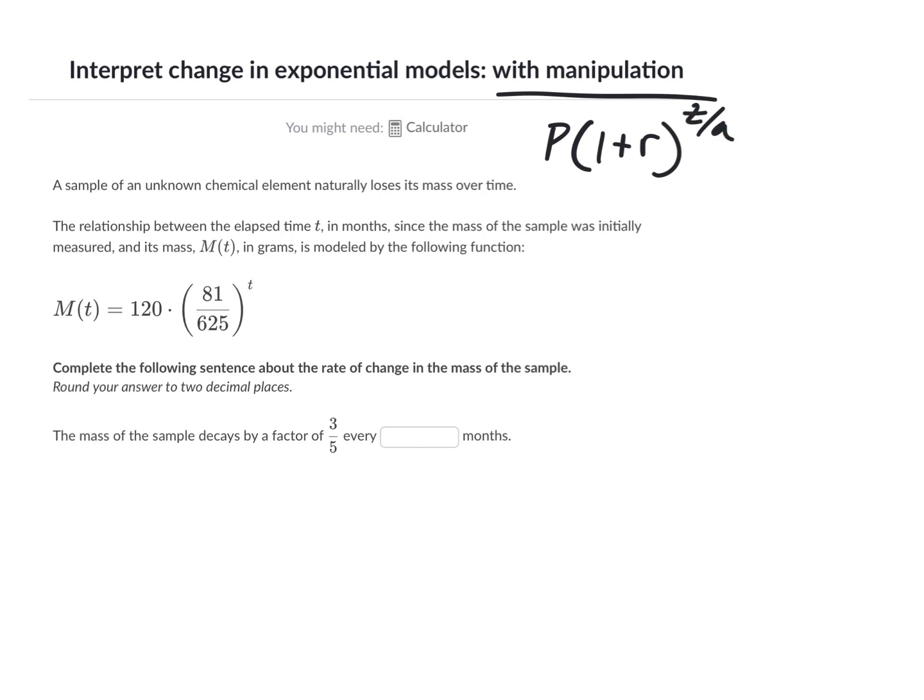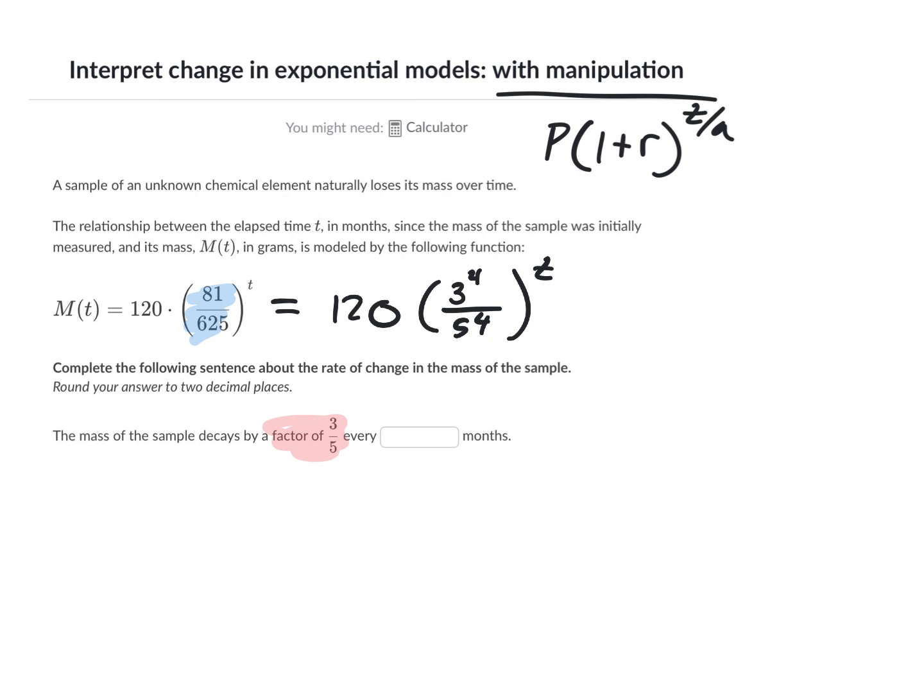Here's the thing, though. They're saying they want the factor to be 3/5. And as we look right now, it is not 3/5. So we need to change it so that it is 3/5. How could we do that just using our rules of exponents? Well, the trick here, couldn't we think of this as 120 times 3 to the 4th and 5 to the 4th?